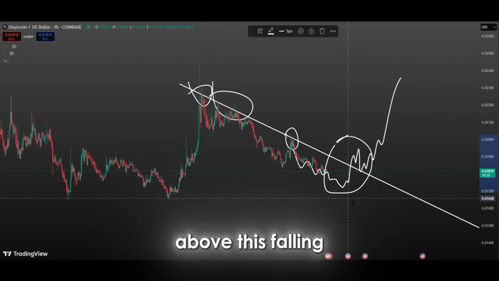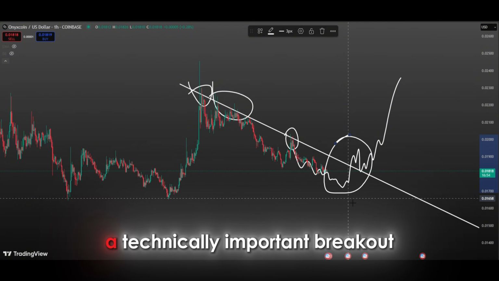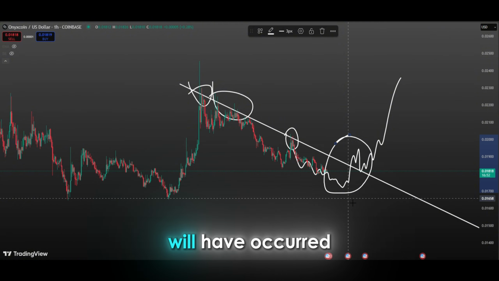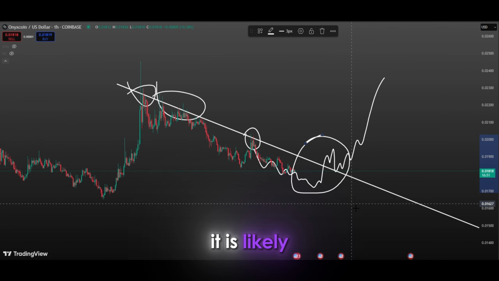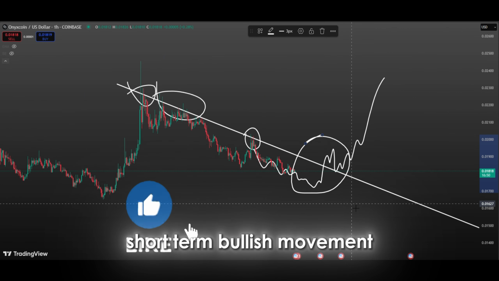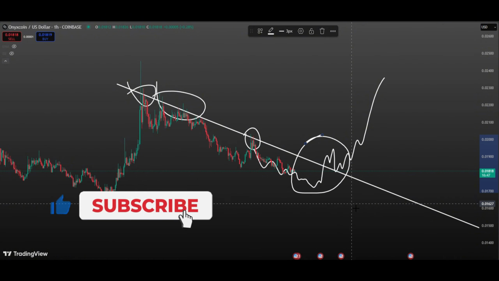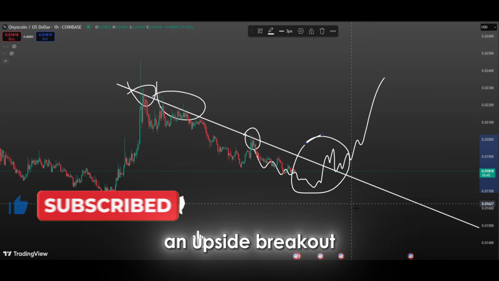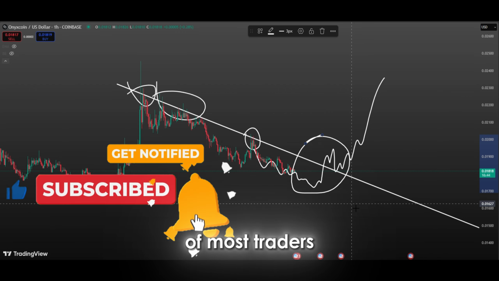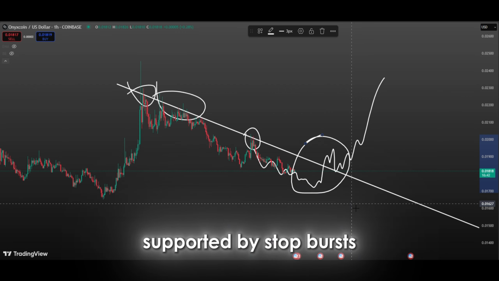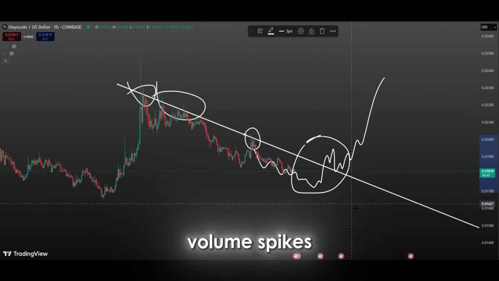If a close above this falling trend line comes, a technically important breakout will have occurred. In the event of such a breakout, it is likely that we will witness not only a short-term bullish movement, but also the beginning of a new uptrend in the wider time frame. This is because an upside breakout of a downtrend changes the positioning of most traders, and is often supported by stop bursts, short squeezes, and volume spikes.